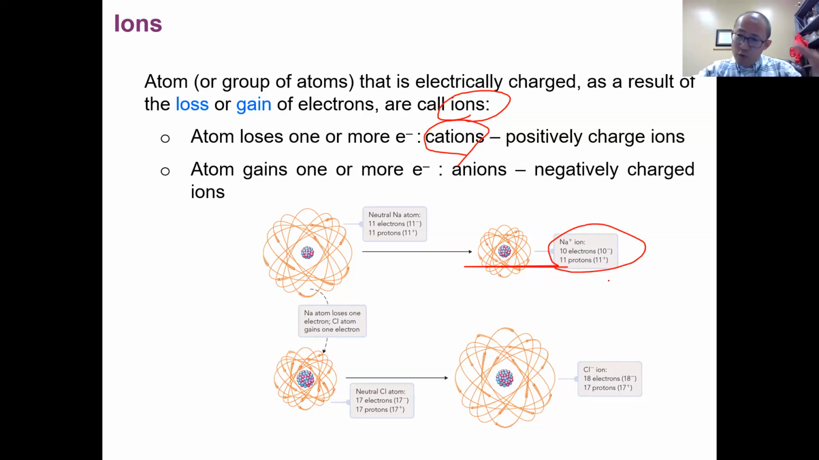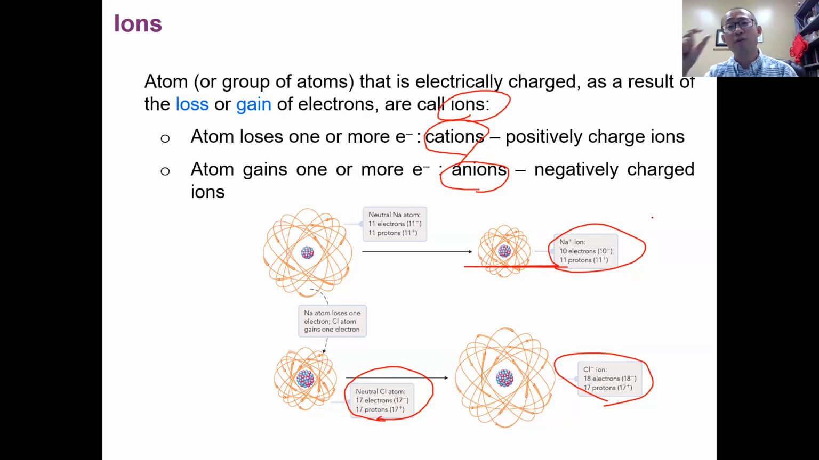And on the other hand, if you gain an electron, like chlorine, chlorine has 17 electrons and 17 protons. But if you gain an electron, you get 18 electrons and 17 protons. Then you have one more electron, so you get a -1 charge. And those -1 charged species are called anions. So you can see that atoms losing electrons will always become positively charged cations, and gaining electrons will always become negatively charged anions. This is what happens when atoms gain or lose electrons.